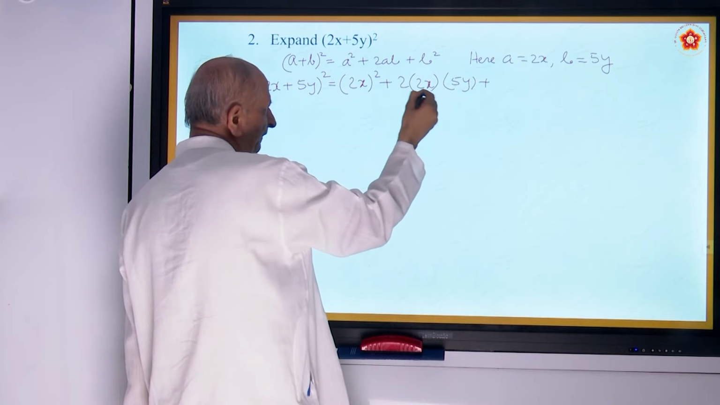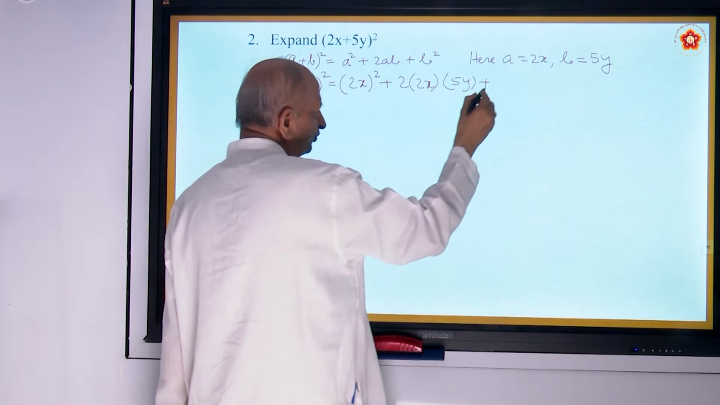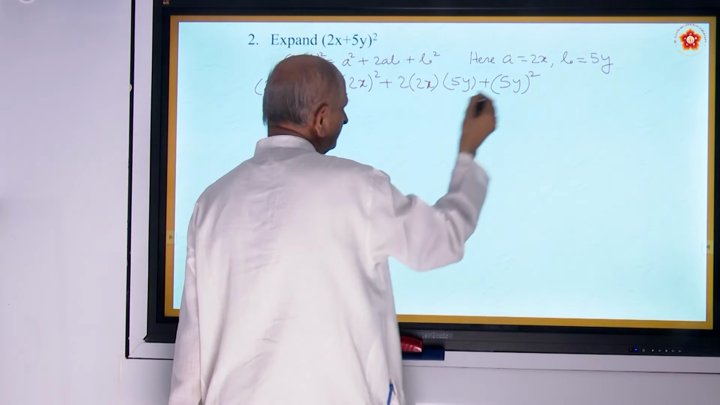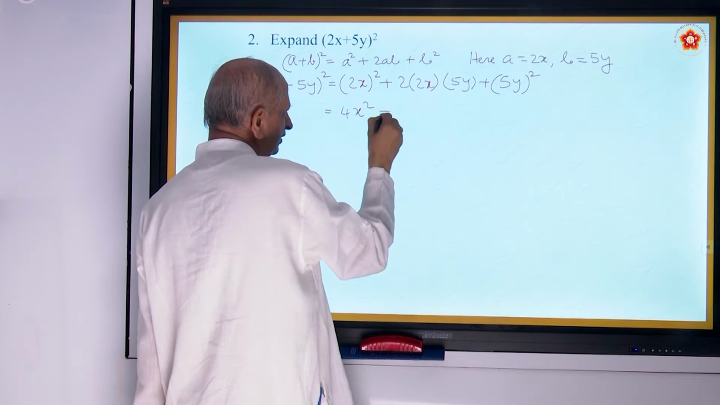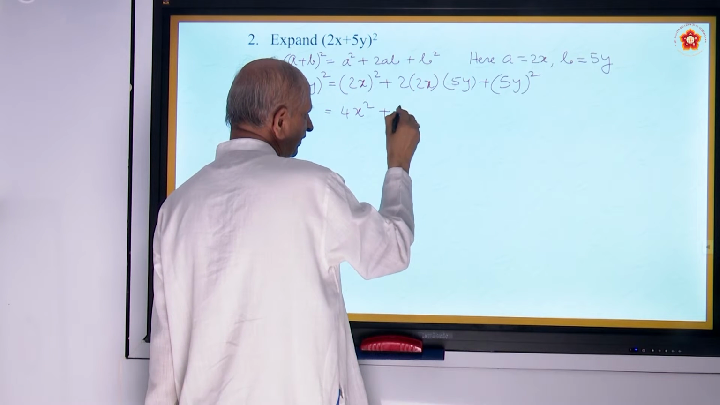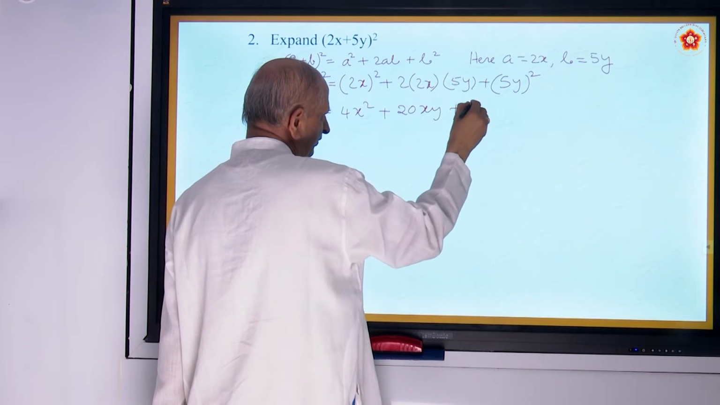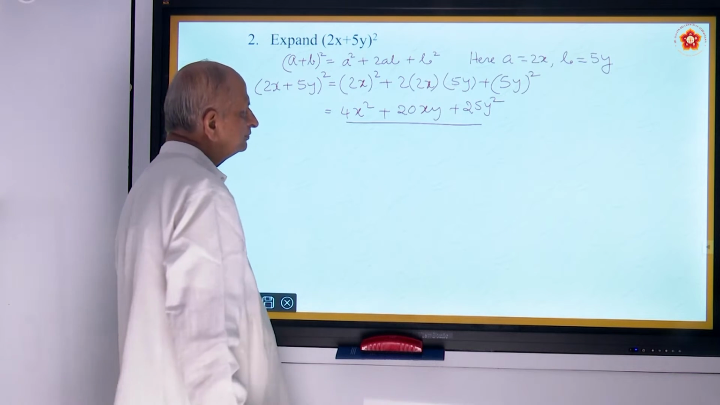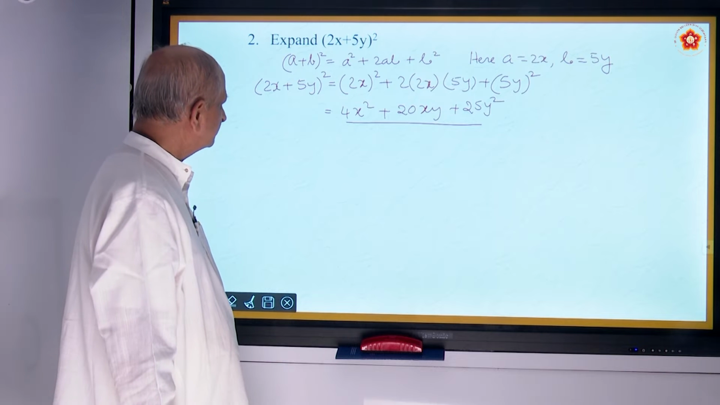So 2ab, a is 2x, b is 5y. Then b square, b is 5y whole square. That is equal to 4x square, 2 2s are 4, 5s are 20xy, plus 5 5s are 25y square. That is the answer. Very simple, very direct question.